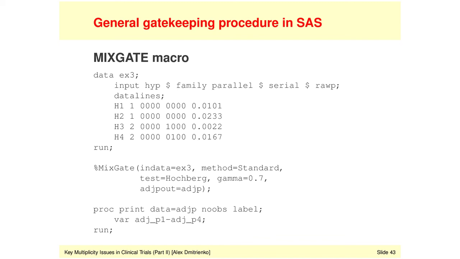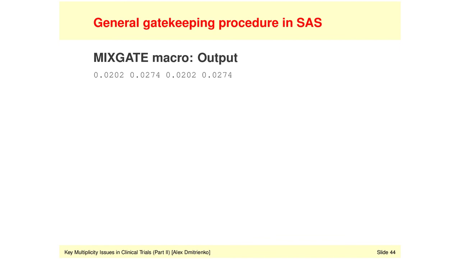We will then apply this Hogberg-based gatekeeping procedure by invoking the macro, and the last step will be to print the multiplicity adjusted p-values as shown at the bottom of the slide. The output of this macro is shown on slide 44. These are the multiplicity adjusted p-values for the 4 null hypotheses in this multiplicity problem. They're arranged sequentially. This is the p-value for H1, and then H2, H3, and finally H4.